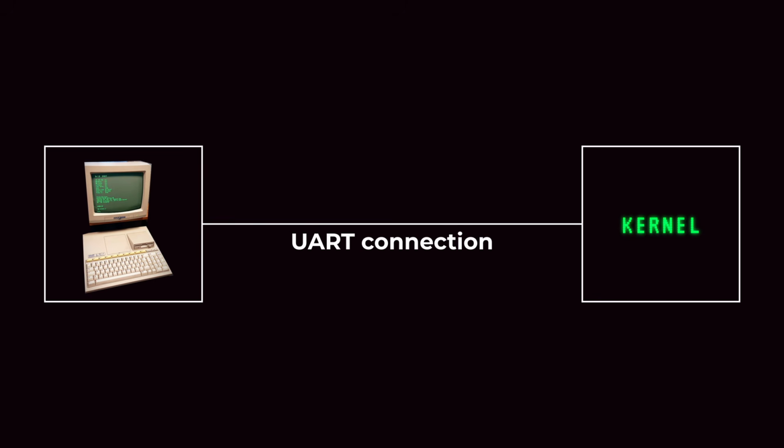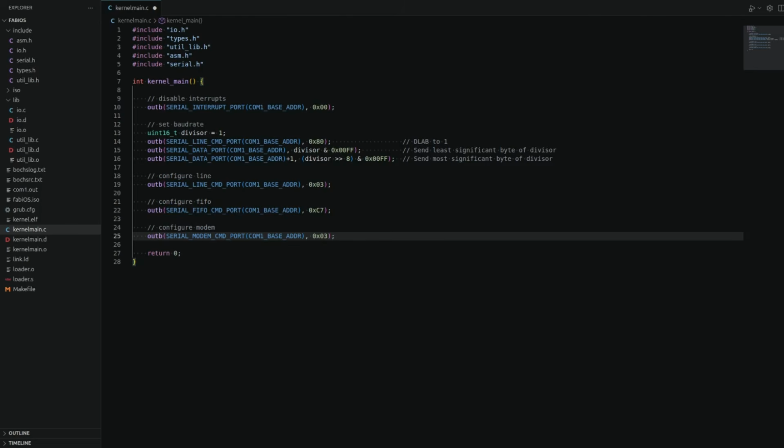And what that means is that a kernel can send data to some other device via UART. For example, it can send text to the terminal of another machine. Okay then, let's implement that in C. But first, let's put the setup in a dedicated function.